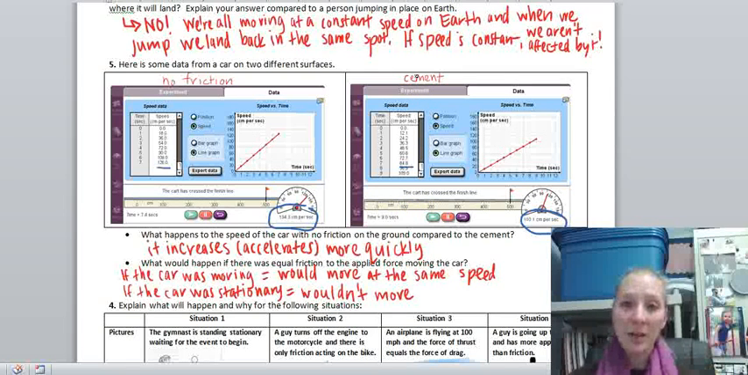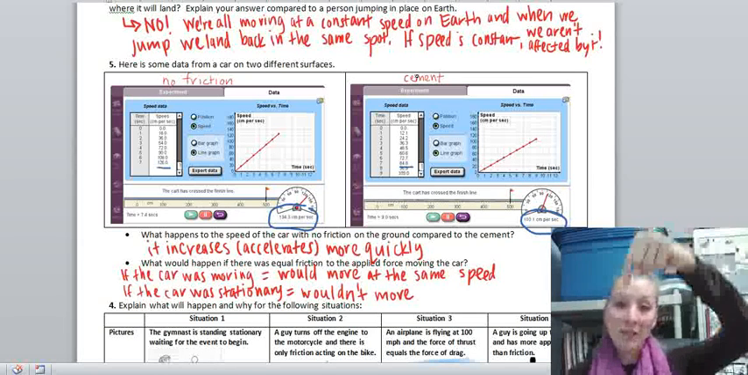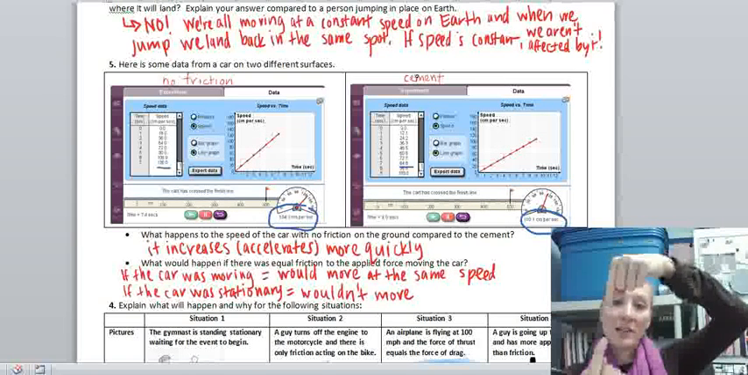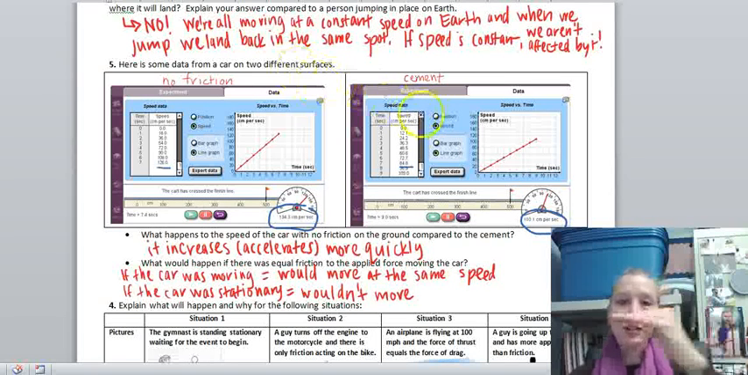The second part to this is what would happen if there was equal friction to the applied force moving the car. So there's this push from the car, and there's this push back from the friction from the ground. So if the car is already moving, what kind of motion is going to happen? Well, we know if it's equal, it has to be a balanced force, and therefore it's going to maintain its speed. And we saw that video about the skydiver, and we know that when gravity and the air reach that terminal velocity point, that skydiver maintains that speed that they were traveling at. So same thing applies on a horizontal plane. We have a car going down the street.